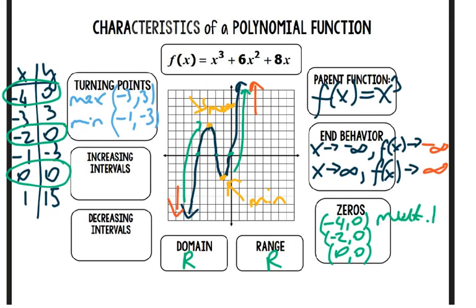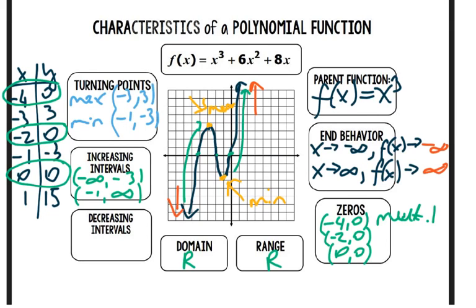So the function is increasing from -infinity all the way to the max, which happens to be at -3, and then it's also increasing from the relative minimum at -1 to the right, which means to positive infinity.